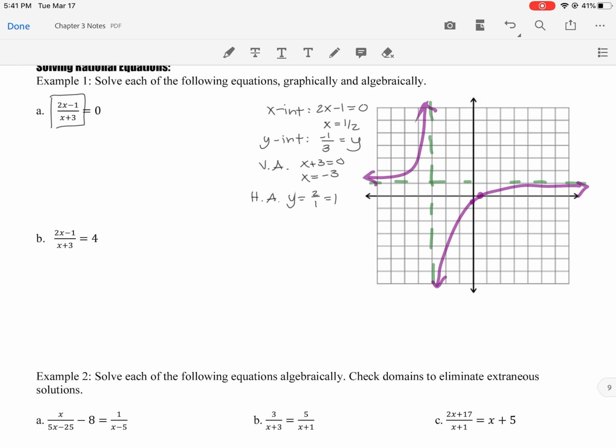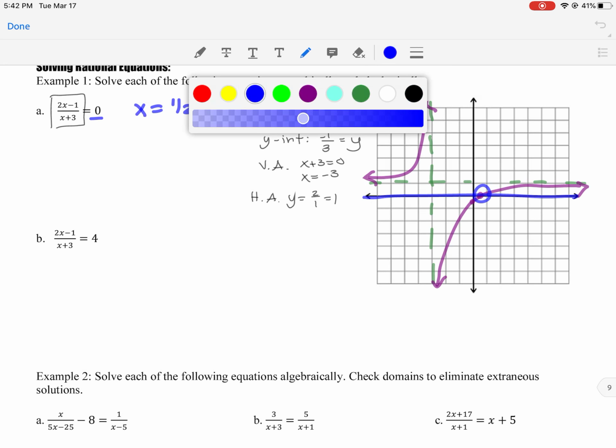Okay, so there's the graph, and let's talk about what things look like graphically. So here we're setting it equal to 0. If you want to think about x or y being 0, we're talking about the x-axis there. So for what x value is y 0? It's our x-intercept. So the answer here should be x equals a half. So let's look at it algebraically now as well.